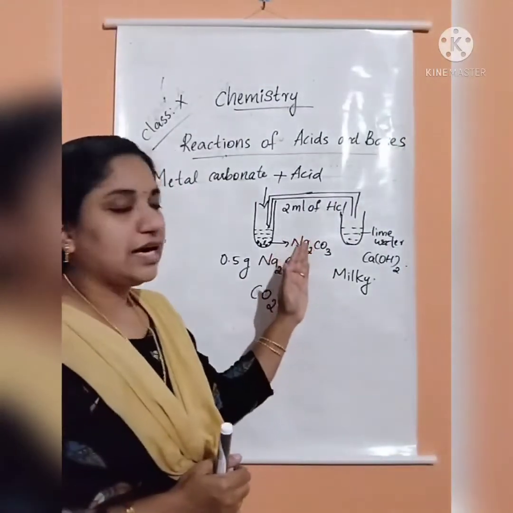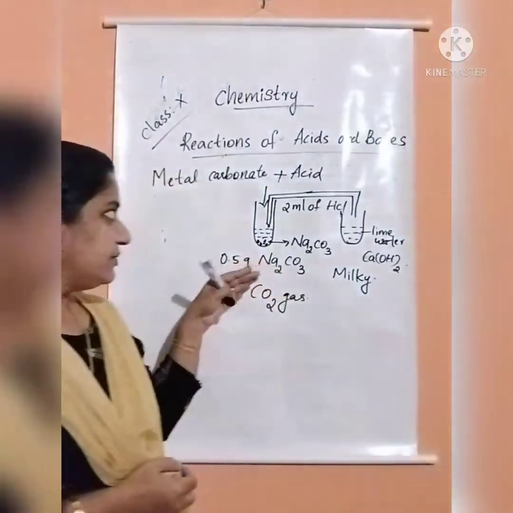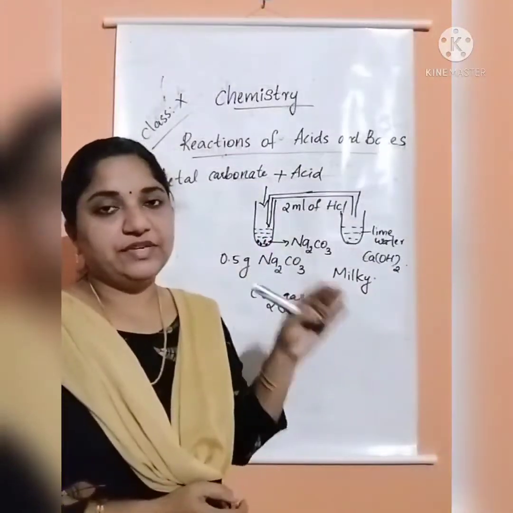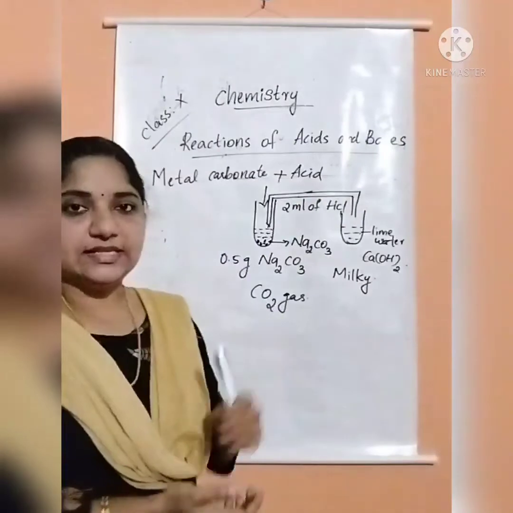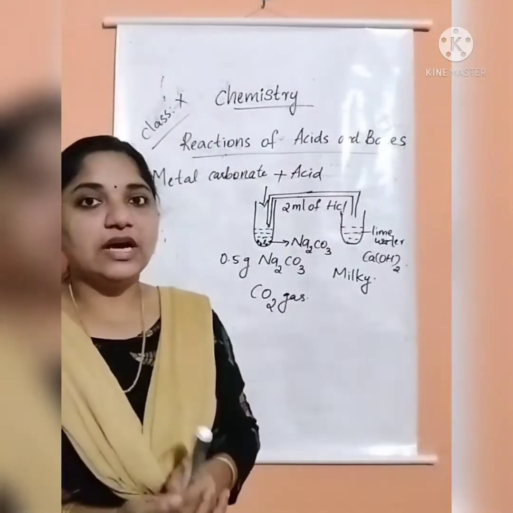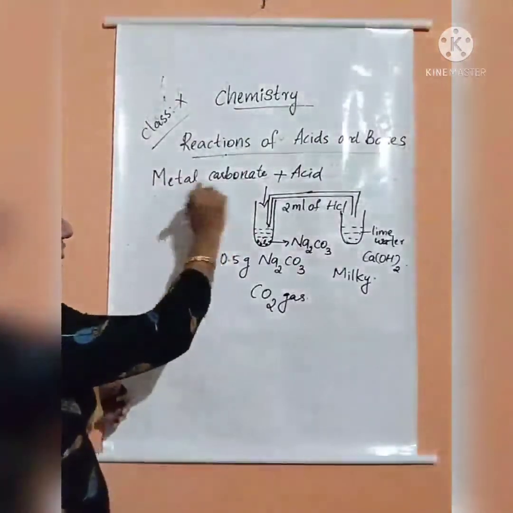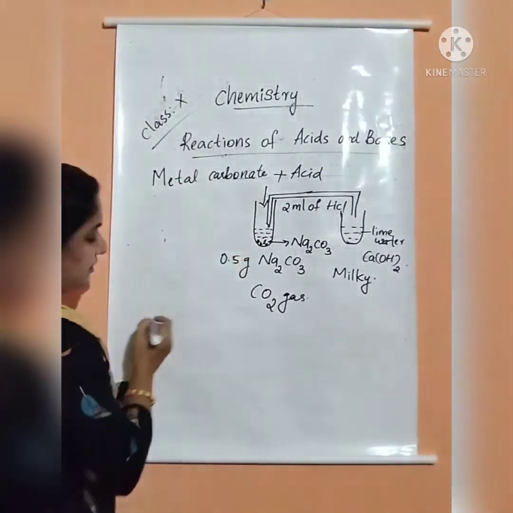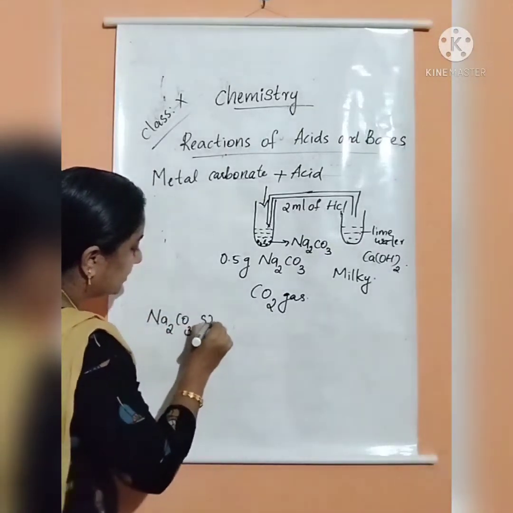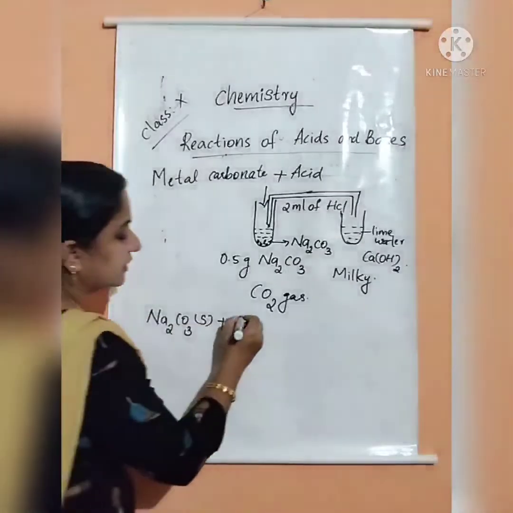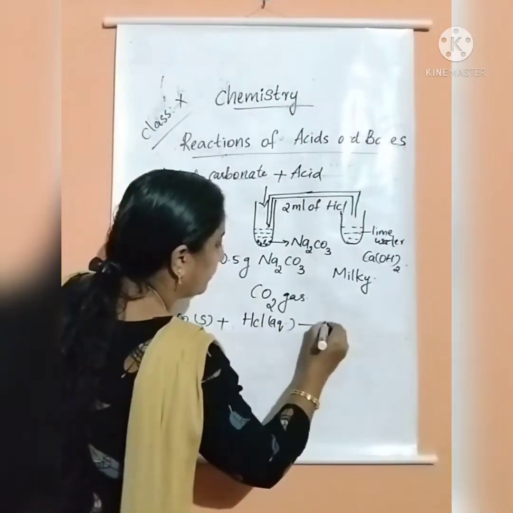Because that gas is carbon dioxide. Okay, children, from this reaction we can understand that when a metal carbonate reacts with an acid, it liberates carbon dioxide gas, isn't it? I will write the equation for this reaction. First one, sodium carbonate, that is solid form, reacts with HCl, that is aqueous form or liquid form.